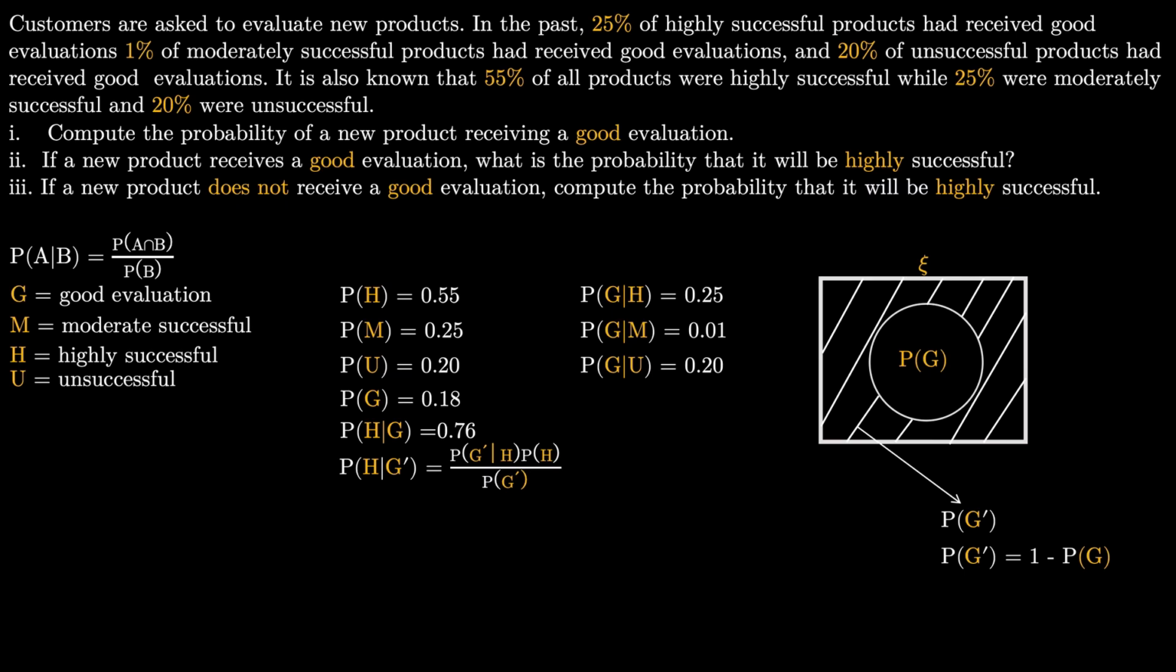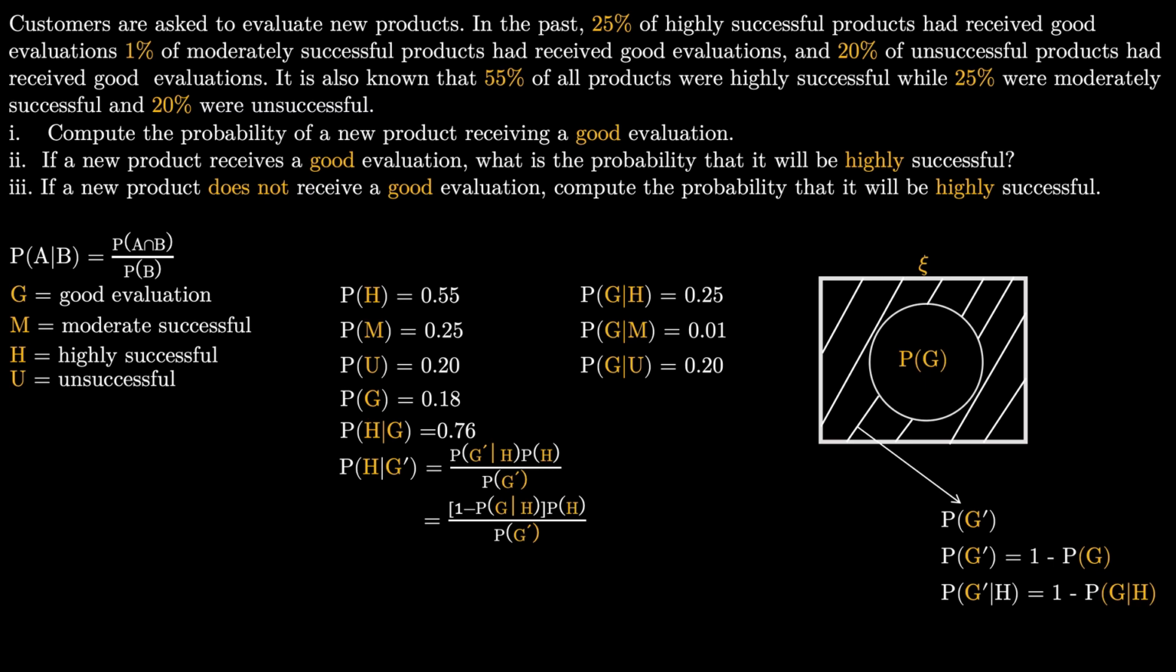So if you read the second question, the probability of G complement given H is just the opposite of that statement. So you can say, what is the conditional probability of a product not receiving good evaluation provided that it is highly successful, which is the same as 1 minus the probability of a product receiving good evaluation provided that it is highly successful, right? So that means you can rewrite it as this, right?